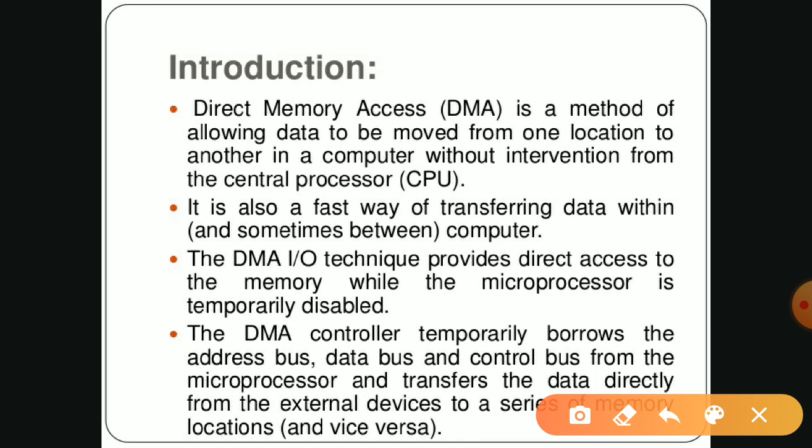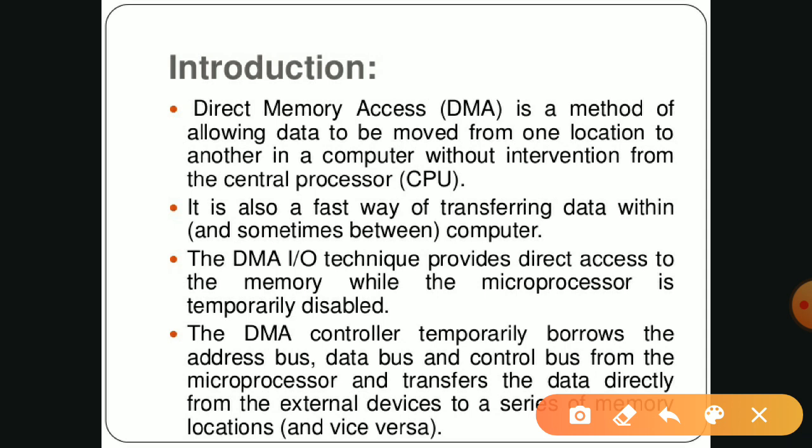As there is no CPU intervention in this process, and the transfer is directly between the IO devices and the memory devices, it is a very fast way of transferring when compared to the previous techniques we already discussed, that is programmed IO or interrupt driven IO. Because of that, we consider this the fastest way of transferring. DMA IO technique provides direct access, and to initiate this type of DMA operation in the 8086 processor, we need one type of hardware device.